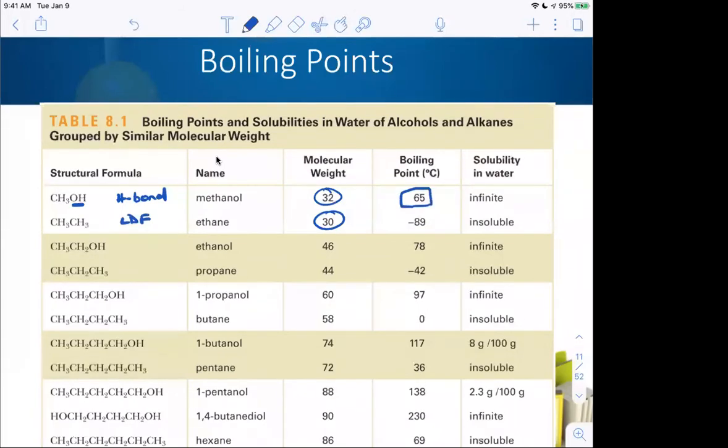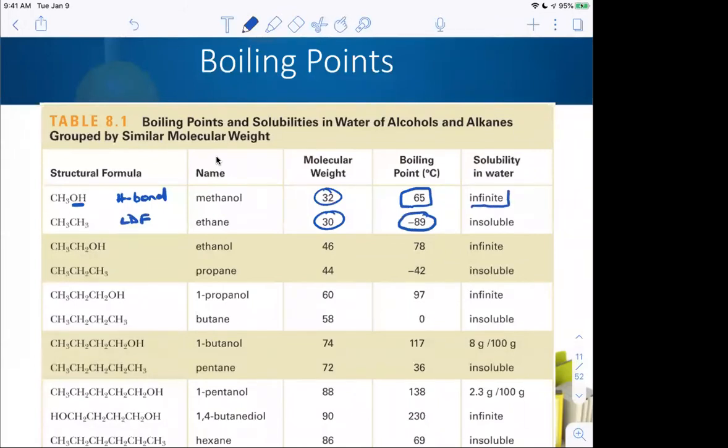This is an extremely high boiling point for that molecular weight. Notice in my alkane, I am a gas, right? My boiling point is negative 89 degrees Celsius. So that is very, very low. I have a huge increase in boiling point just by putting that OH in play, right? In fact, that methanol is actually liquid at room temperature.